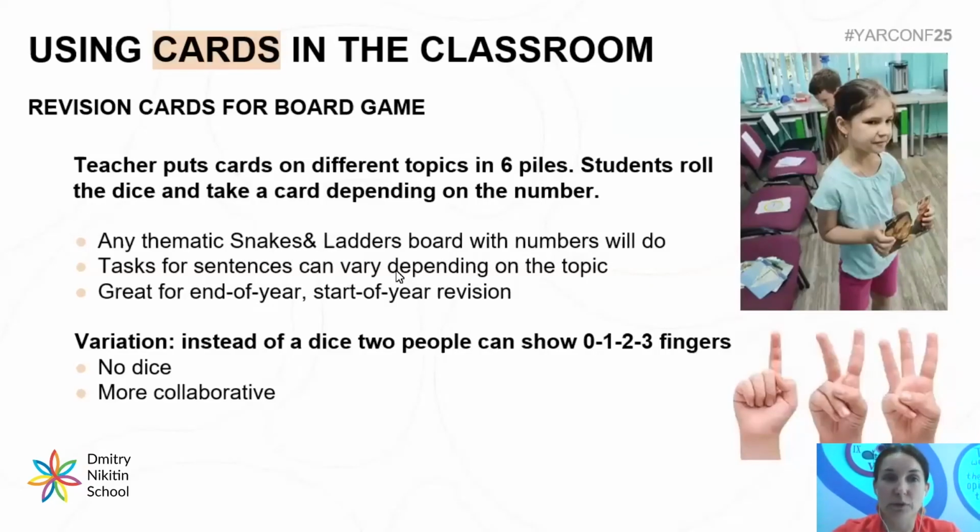Cards can be great for revision and for the board game that you just make from scratch. If you have any thematic snakes and ladders board game with numbers, you can put the cards here. In the picture, you can see the cards on different chairs with numbers from 1 to 6. So we were using the big dice and revising the 6 topics that we had in the program. It's great for end of the year or start of the year revision, because you can just put your thematic unit cards and, using the numbers on the dice, revise all the topics.